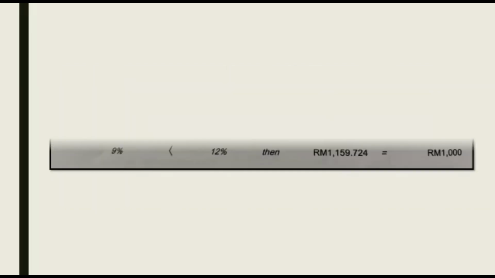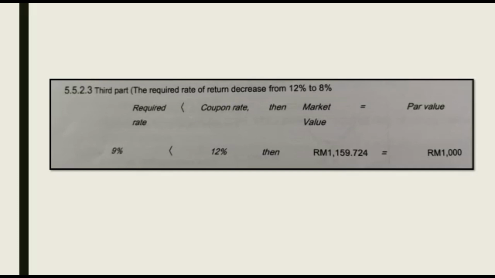Okay, the last part is the third part. In this part, we imagine that the required rate of return decreased from 12% to 8%. When the required rate is less than the coupon rate, then the market value is more than the par value. The required rate is 8%, less than the coupon rate, which is 12%. Then the market value is 1.1 thousand ringgit and the par value is 1000. We can see this easily from the picture I have shown at the beginning of the video.